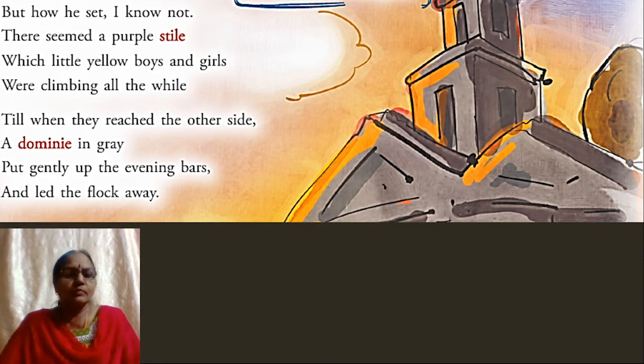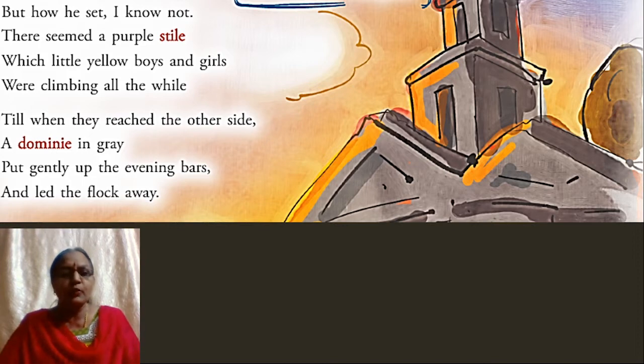But how he set I know not. They seemed a purple stile, which little yellow boys and girls were climbing all the while, till when they reached the other side, a dominie in grey put gently up the evening bars and led this flock away. Okay, so children, this is a poem.